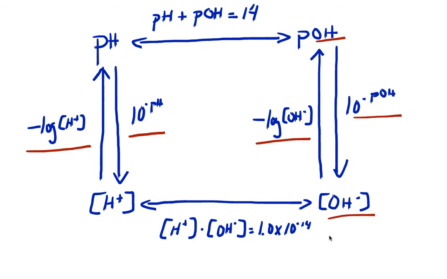There's two more equations. Remember that pH plus pOH equals 14, and if we're given these concentrations, we can find one or the other by dividing it simply by 1 times 10 to the negative 14.